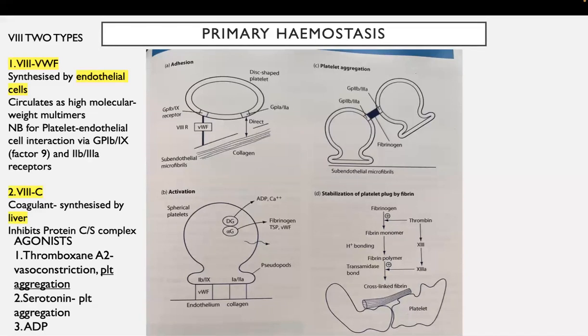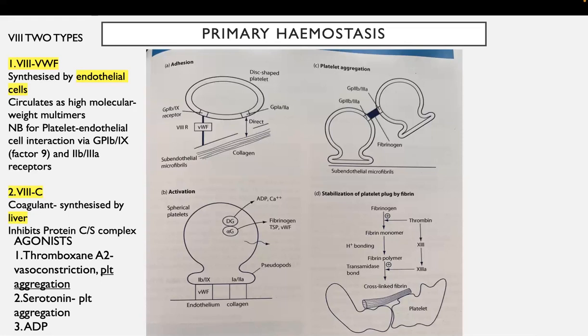And von Willebrand's factor is just a subtype of a cofactor that we have, which is factor 8. And you'll see later when we do the coagulation cascade that factor 8 is also within the coagulation cascade. So your platelets will indirectly bind with the von Willebrand's factor, with your glycoprotein 2B, as well as factor 9 receptor. So that's your first phase, your adhesion.